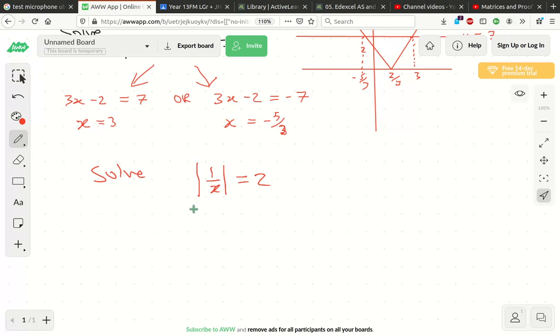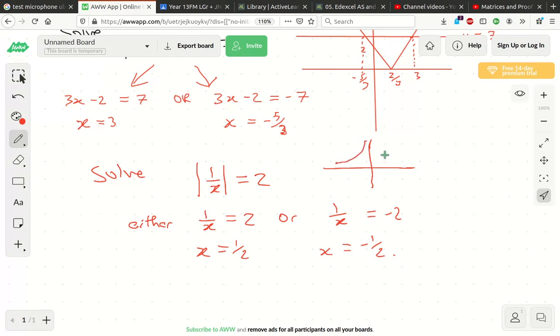Well, you've really got to say, okay, either 1 over x equals 2, or 1 over x could have been minus 2 as well. And then you just solve normally. So x is a half, or x is minus a half, and you get your two answers. Graphically, it's because the modulus of 1 over x looks like that, and you're finding where it hits 2 in two different places. Sorry, that's such an appalling diagram, but it is correct. Half and minus a half.